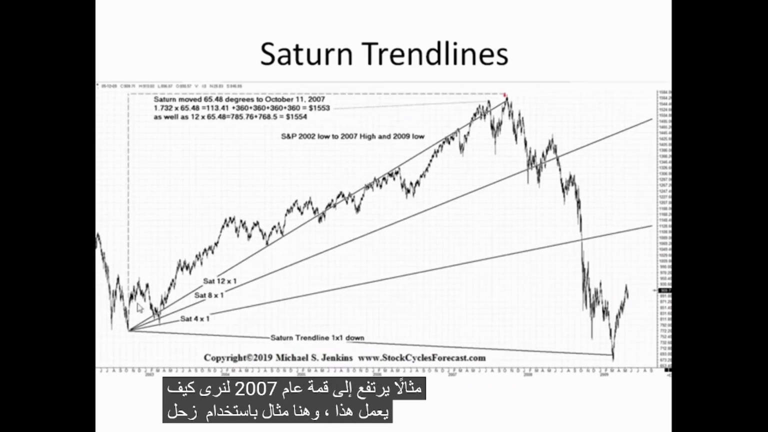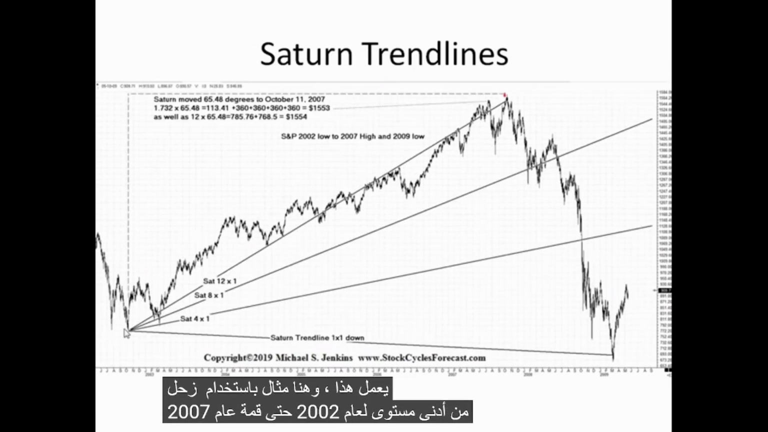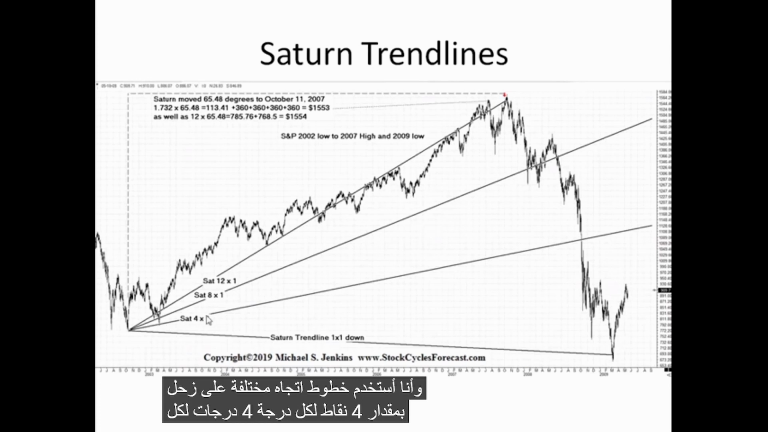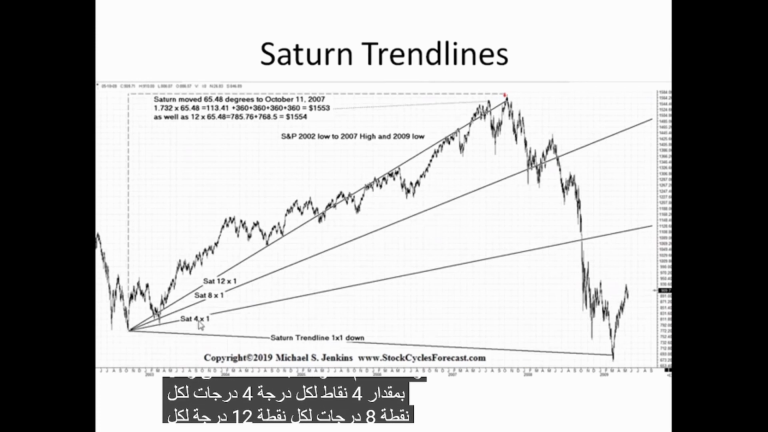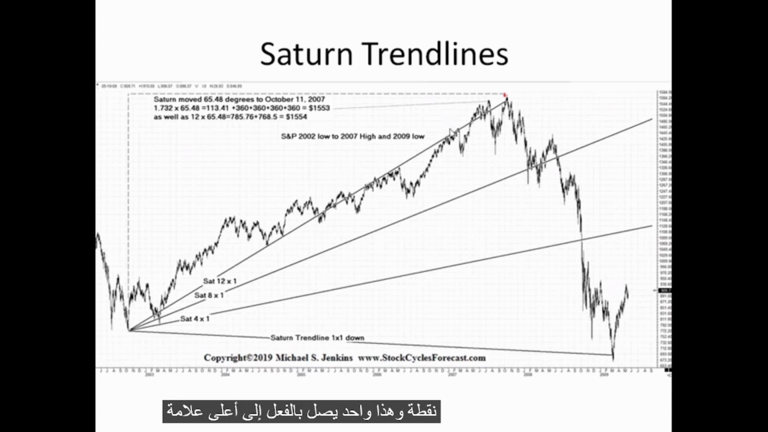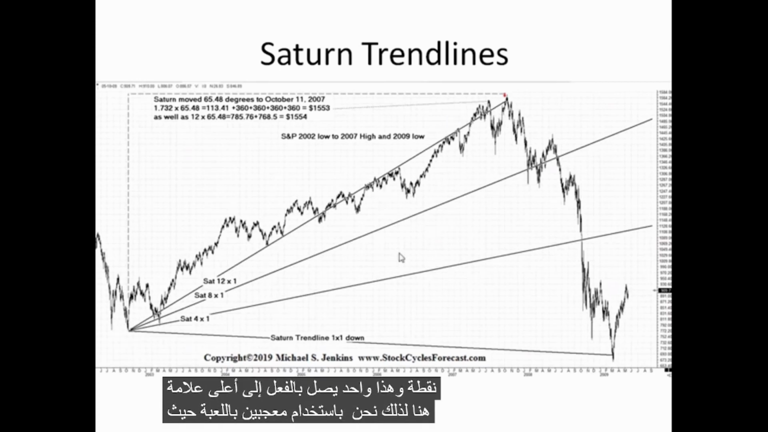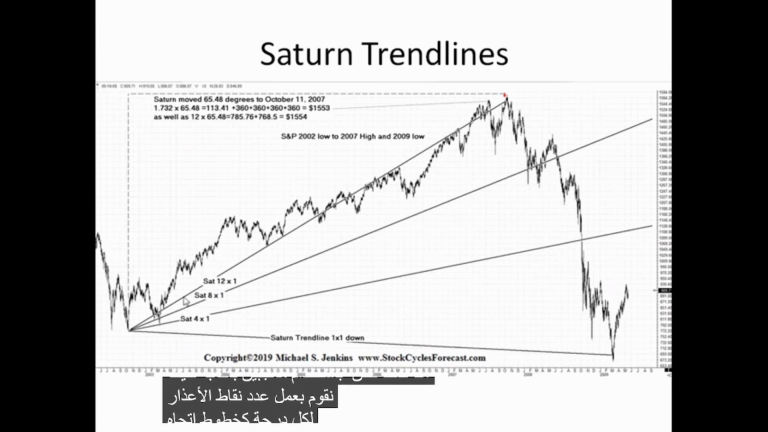Here's an example using Saturn from the 2002 low up to the 2007 top, and I'm using various trend lines on Saturn: 4 points per degree, 4 degrees per point, 8 degrees per point, 12 degrees per point, and that one actually hits the high tick here. So we're using something like a Gann fan, but we're using the number of points per degree as trend lines.